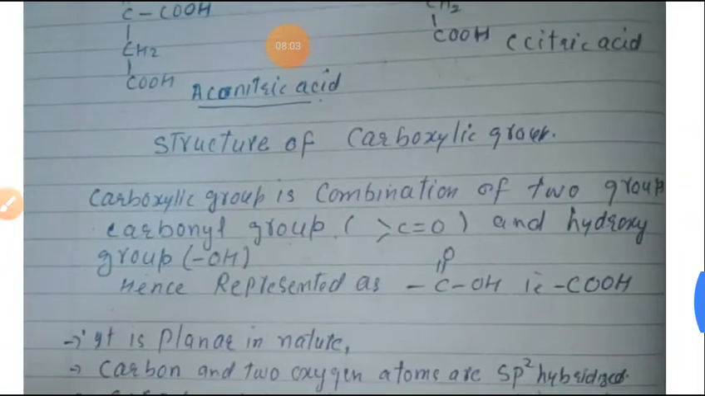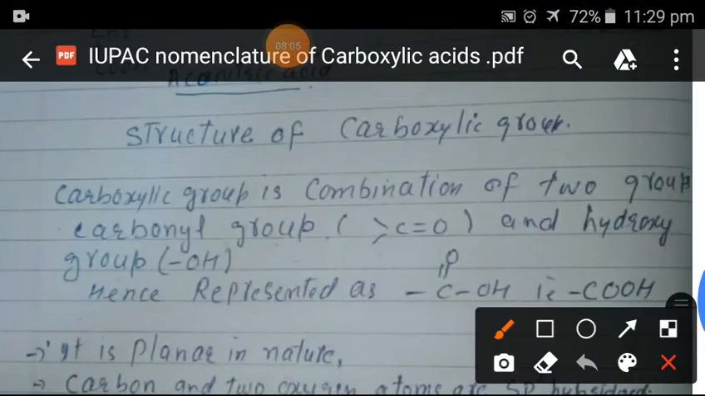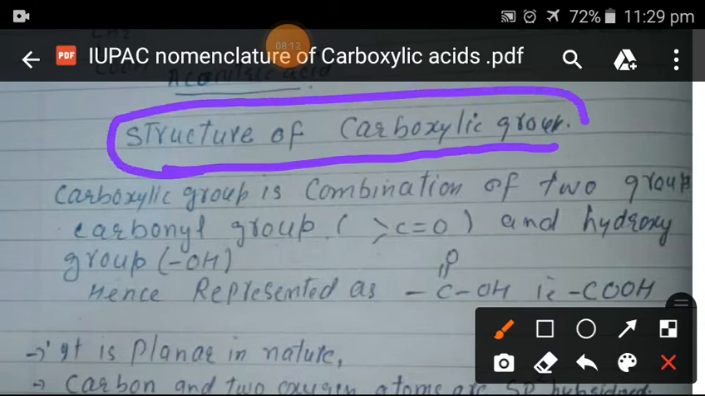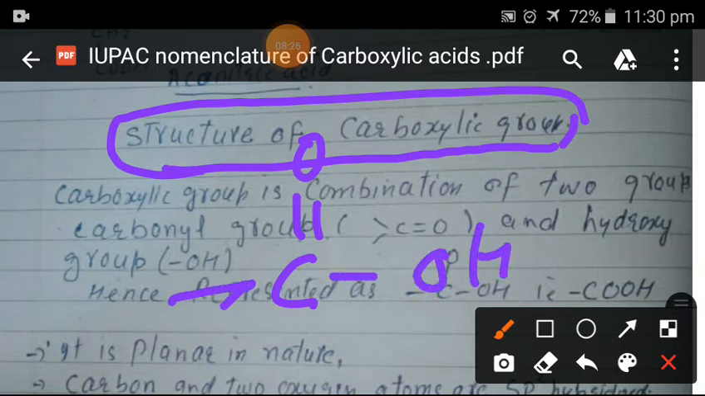Similarly, we will discuss the structure of carboxylic acid, or you may say the nature of the carboxylic group. Actually, the carboxylic group consists of two things: one is the carbonyl group and one is the hydroxyl group. We have already discussed that carboxylic acids are made of a combination of these two groups, the carbonyl group and the hydroxyl group.